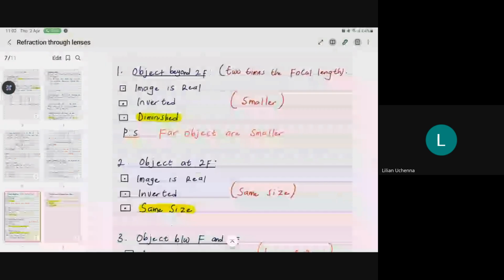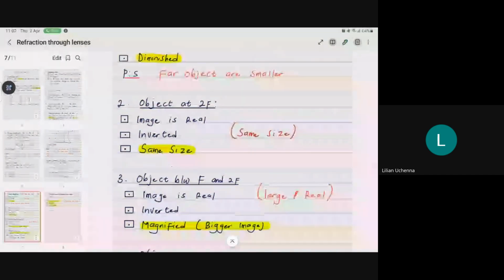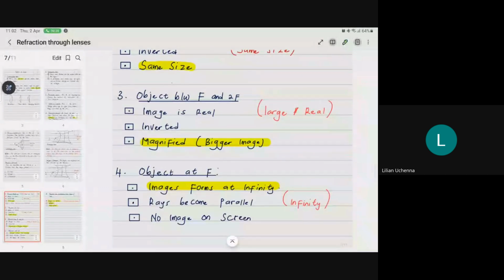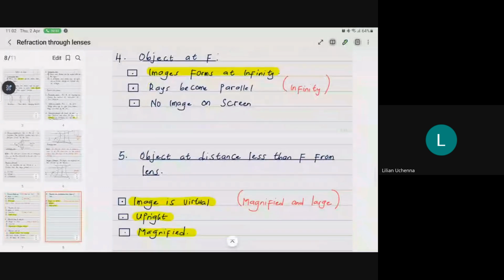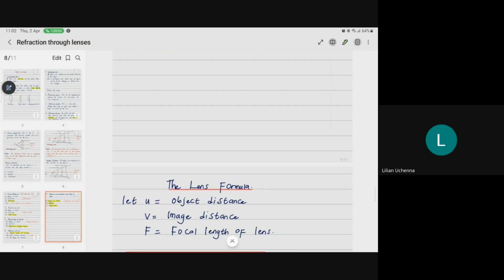So in simple terms, we have smaller, same size, large and real. Then the other one, infinity. Then the last: large and virtual. So: smaller, same size, large and real, infinity, then magnified, large and virtual, just that way. I believe the concept is making sense, almost similar to what you have for your concave mirror. When we treated the concave mirror, it was similar because they are all the same process.